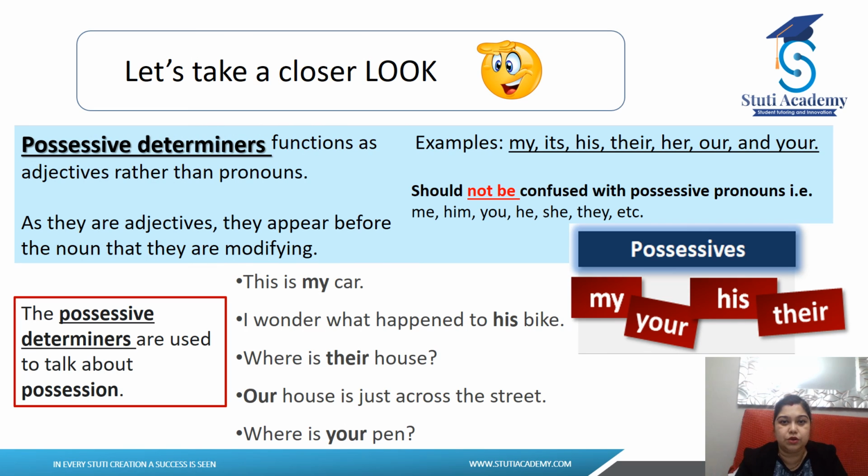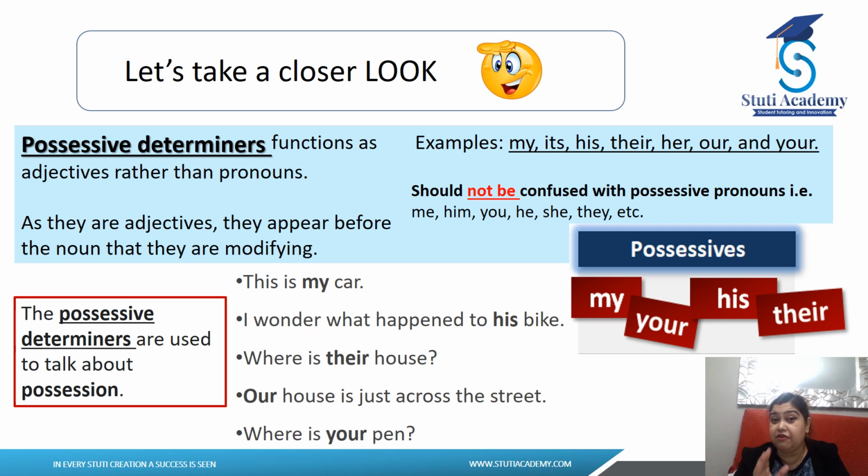So the next one we will talk about is possessive determiners. Possessive determiners function as adjectives rather than as pronouns. Now, as they are adjectives, they appear before the noun that they are modifying. Now, let's look at some examples. Possessive means possession: my, his, hers, theirs, ours, your.